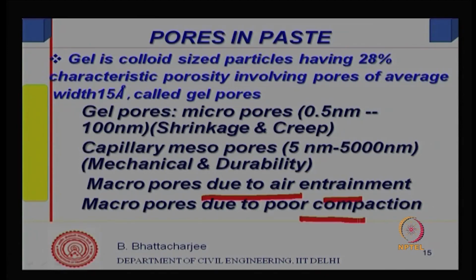So, therefore, what we see is the hardened cement paste has a structure which is inherently porous, and two types of pores have been recognized. One is gel pores. It has a gelatinous structure, C-S-H, that is the major compound which is formed after hydration. It has sheet-like structures, and it is inherently porous with 28% characteristic porosity.